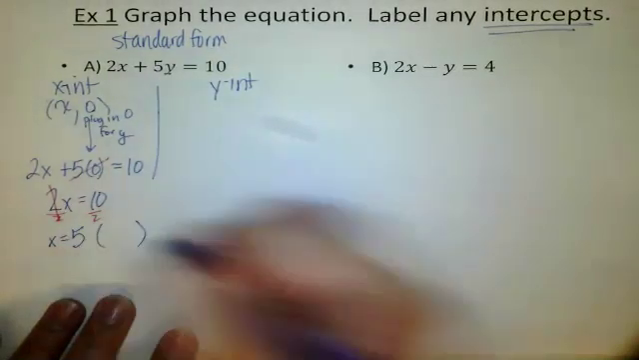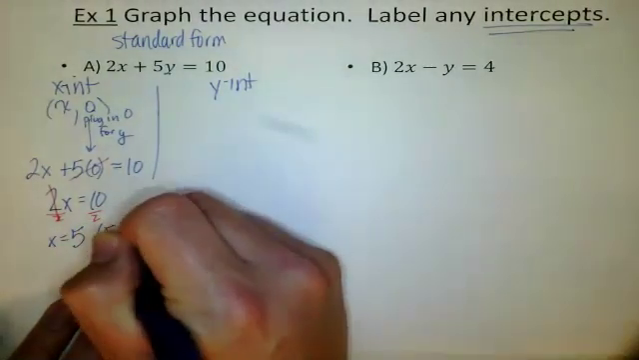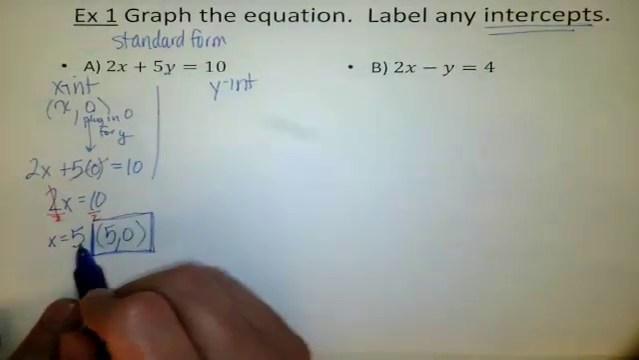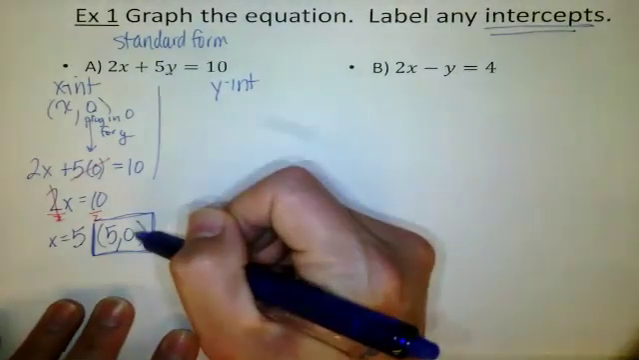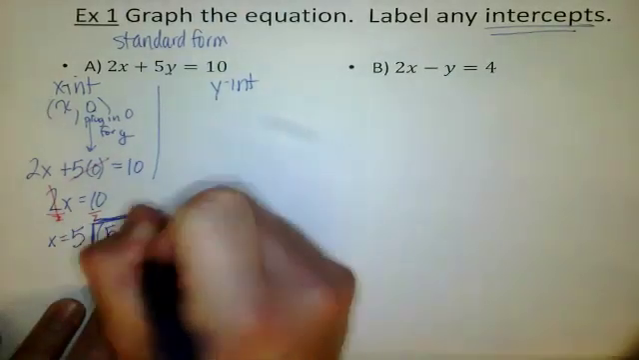So what's the ordered pair I'm going to graph? 5 comma 0. 5 for the x. We got a 5 for the x by plugging in a 0 for the y. 5, 0. We're going to plot that point on a graph.